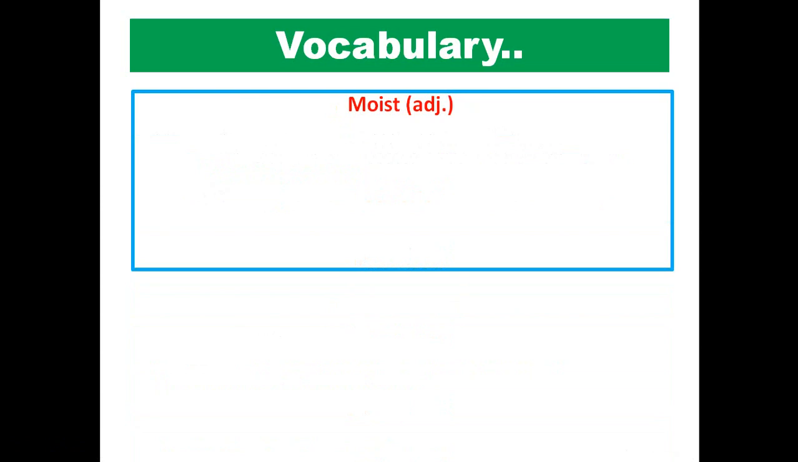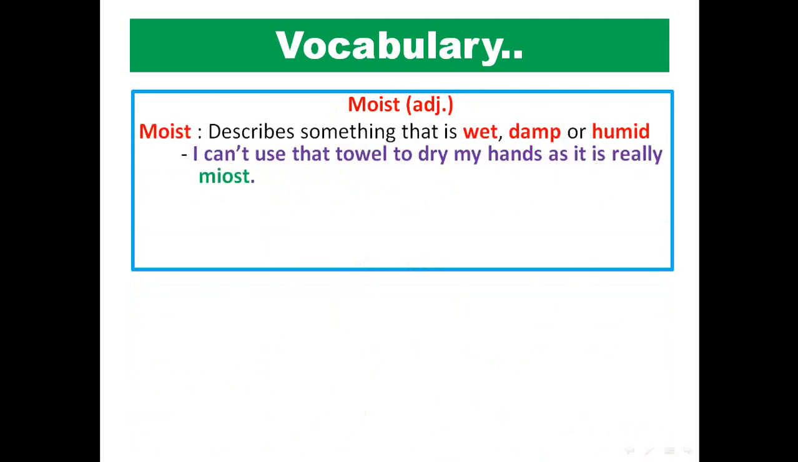Now we come to the word moist. Moist is an adjective. Moist describes something that's wet, damp, or humid. I can't use that towel to dry my hands as it is really moist.